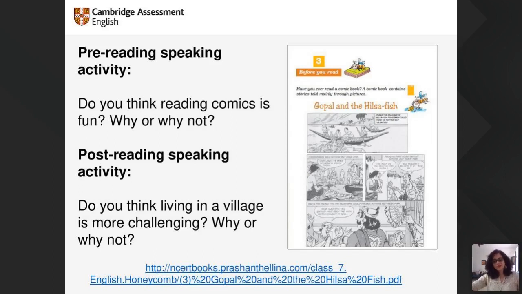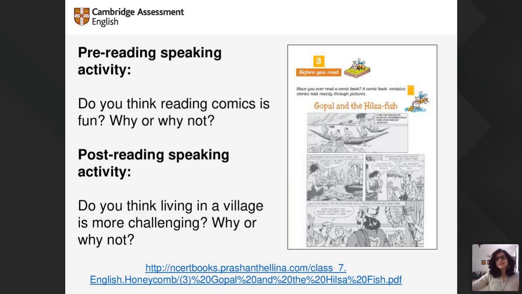So she can ask her students something like, do you think reading comics is fun? Why or why not? So she's doing two things here. A, she's giving them practice for the Cambridge English KET speaking task 2. And B, she's also introducing a task, or she's conducting an activity which serves as a lead in into her unit. So it becomes an introductory activity to the unit on Gopal and the Hilsa fish.